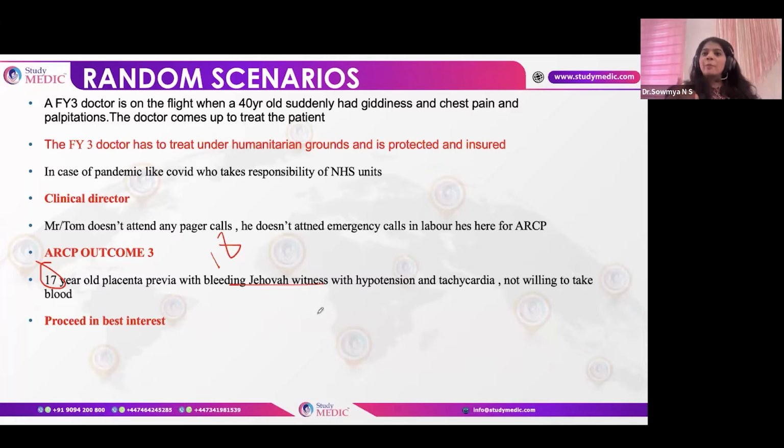What they take is their own blood, which is autologous blood transfusion, or you can say intraoperative cell salvage. Through that technique, you can give the same blood.